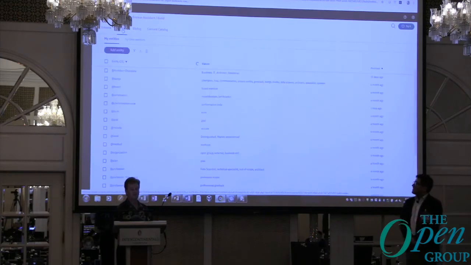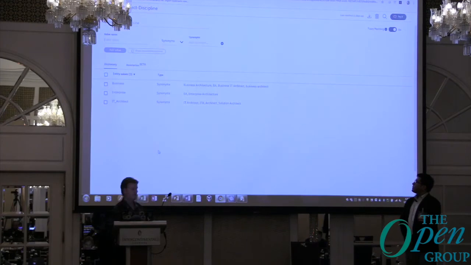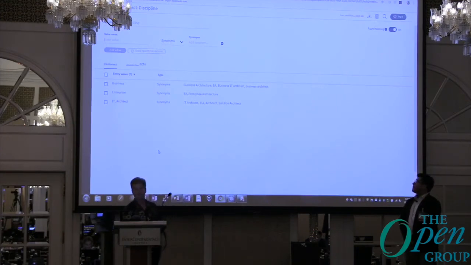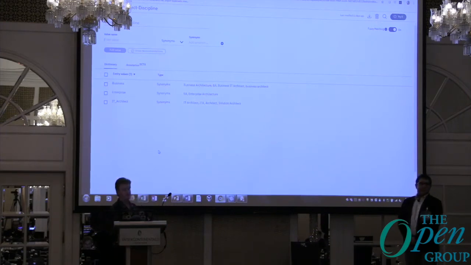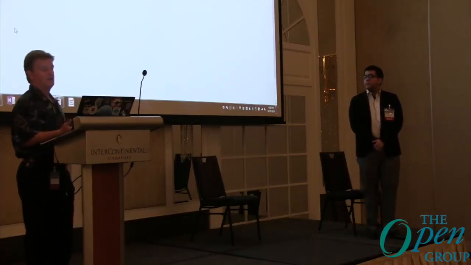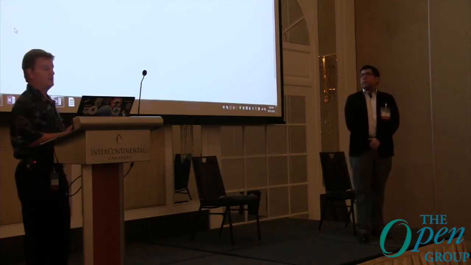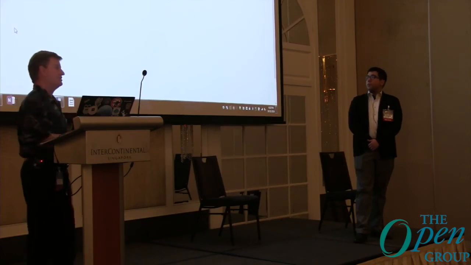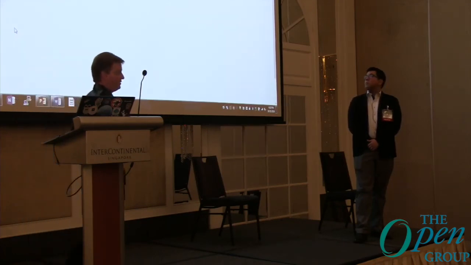Here are some of the entities that you have. For example, architect discipline. In the profession certification, there are three different disciplines right now. One of them is business. You get certified as a business architect. The other one is an enterprise architect. And the last one is a solution architect or an IT architect. So IT architect has four different synonyms: IT architect, ITA, architect, and solution architect. Basically, all of those boil down to IT architect.